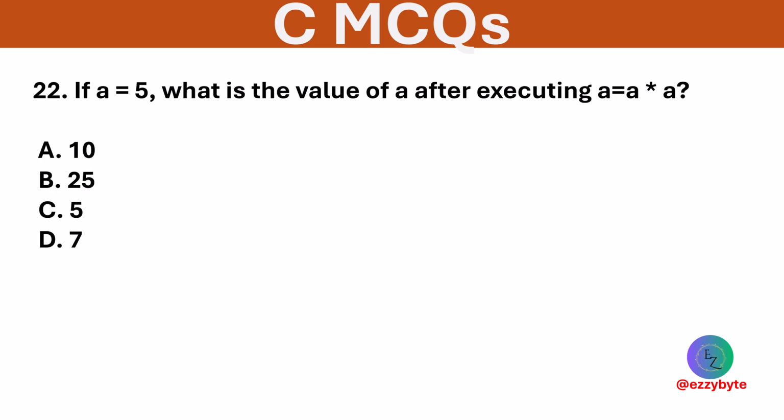If A is equal to 5, what will be the value of A after executing A equals A asterisk A? Options are 10, 25, 5, 7. Option B is correct.